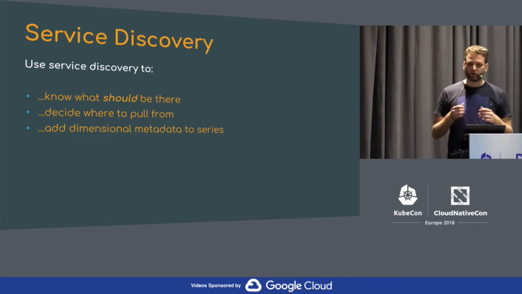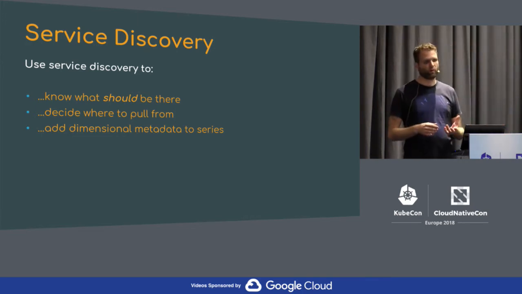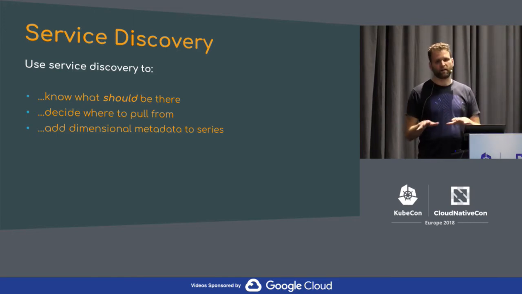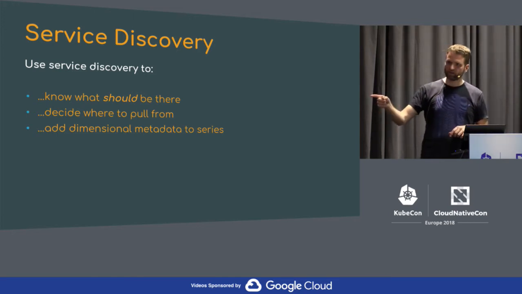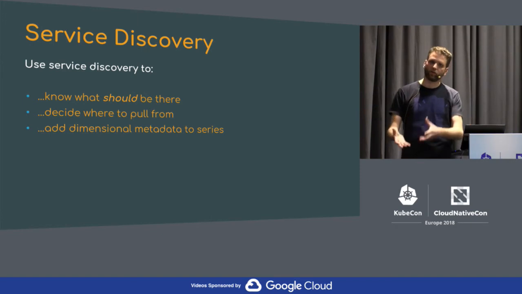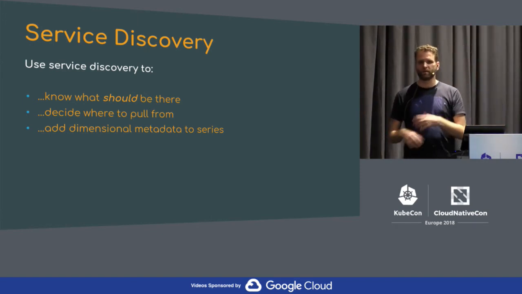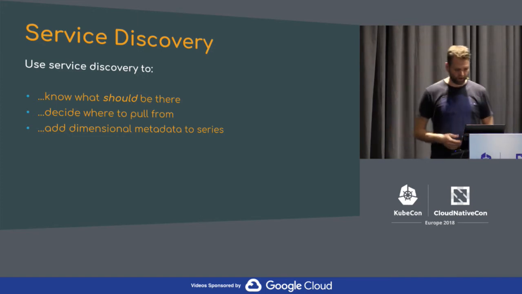If it's a good service discovery, like the Kubernetes one, it will also give you really cool metadata about the things it has discovered. It will tell you what kind of pod it is that you're monitoring: environment production, type, name Nginx, whatever. Then you can choose if you want to add that as labels to your time series, so you can actually select and aggregate on that data.